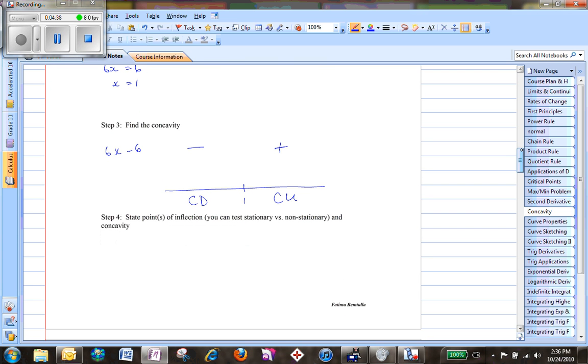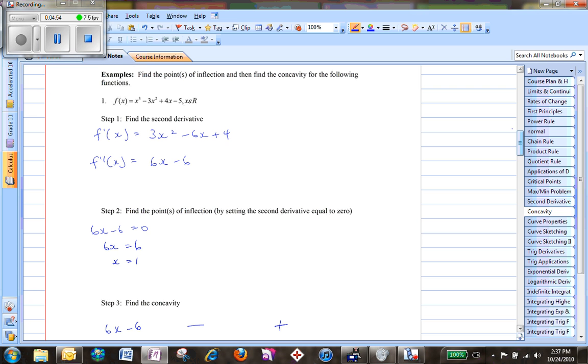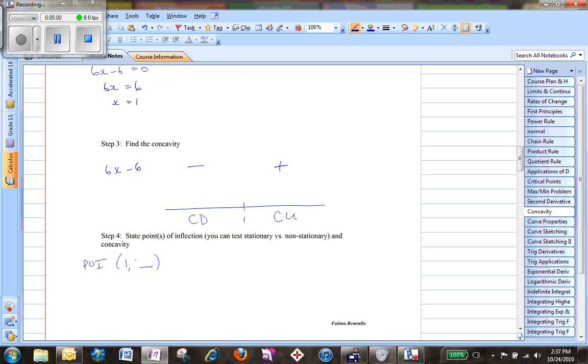Now it says here, state the points of inflection. So the point of inflection is here at 1, something. How do I find the something? Well, I go all the way back up to the top, and I plug it into the original function. When I go and I plug it in, I get 1 minus 3 plus 4 minus 5, which comes out to negative 3. So my point of inflection is 1, negative 3.